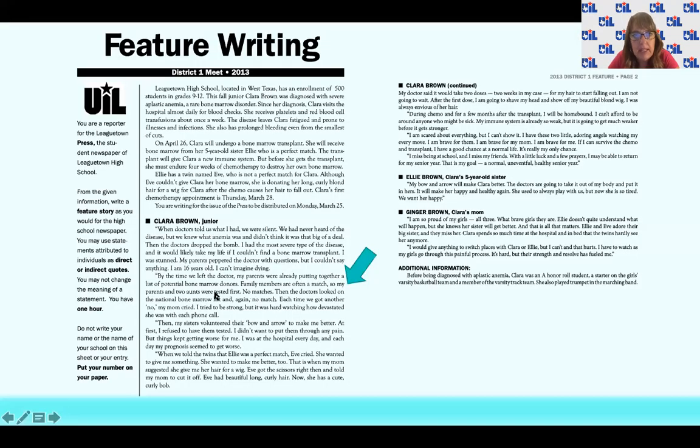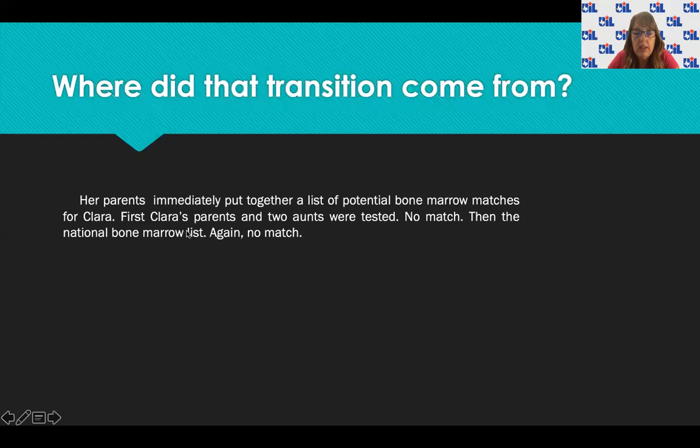So this transition also came from a direct quote. It came from right down here in this direct quote: "Family members are often a match, so my mom's parents and 2 aunts were tested, no matches. Then the doctors looked on the national marrow list, and again, no match." So again, we're pulling that transition from the direct quote. This transition came from the direct quote of Clara. Again, it's very factual based, so we didn't put an attribution. You could, but you don't have to on this one because it's very factual based. It's not a lot of opinion going on here.